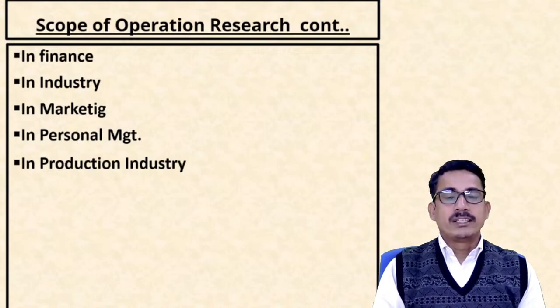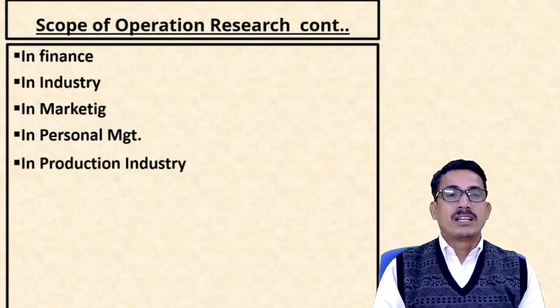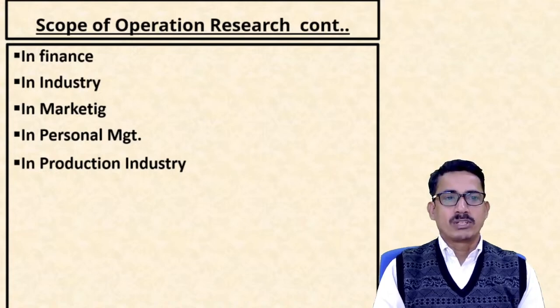Finally, we'll see how the output can be more. Find a proper process, proper machineries by which there can be more output. Talk about personnel management, HR people also use it. So see, I have some different areas: one is finance, one is the industry, marketing, personnel management, which talks about HR, production. Everywhere the concept of optimization is used.